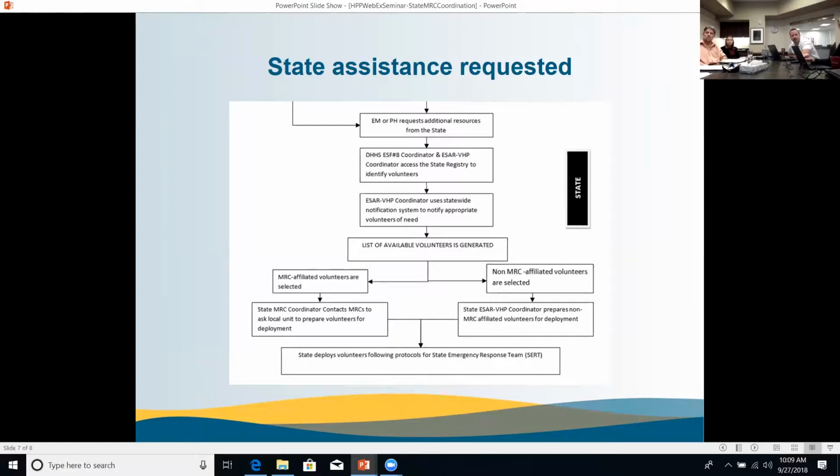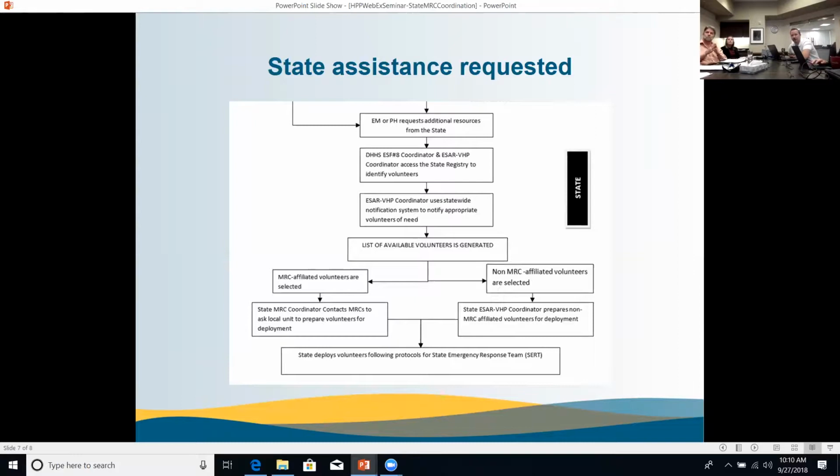If MRC volunteers are selected, then the state MRC coordinator, which is myself, would contact the program managers for the regions where those MRC volunteers are coming from, and make sure that they have all the additional information that they need in order to deploy. And then it follows the same process that any other resource request through the state goes through.